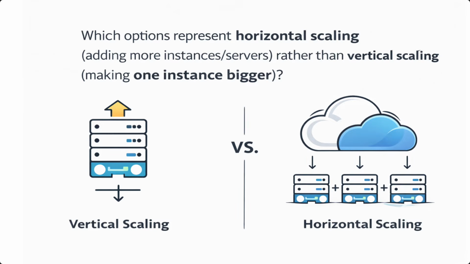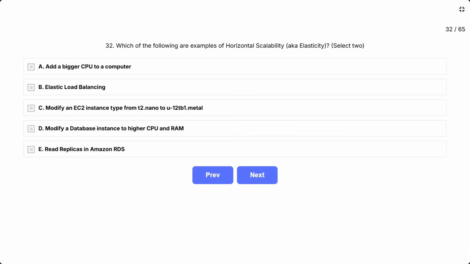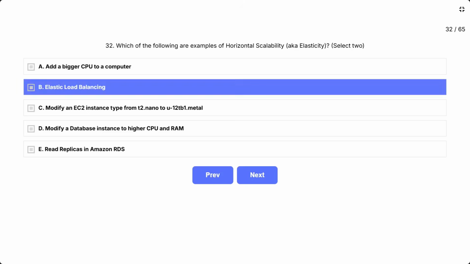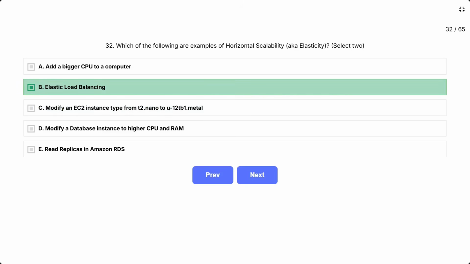This question asks which options represent horizontal scaling, adding more instances or servers, rather than vertical scaling, making one instance bigger. Think of it as which options involve adding more machines to handle load, not upgrading a single machine. The correct answer is B. Elastic load balancing. E. Read replicas in Amazon RDS.